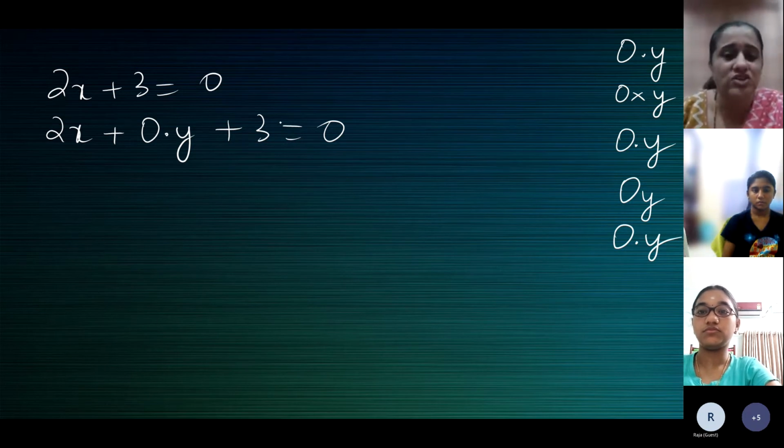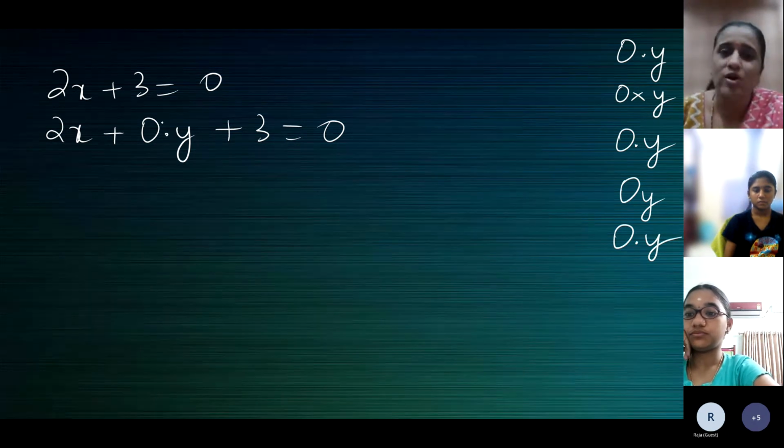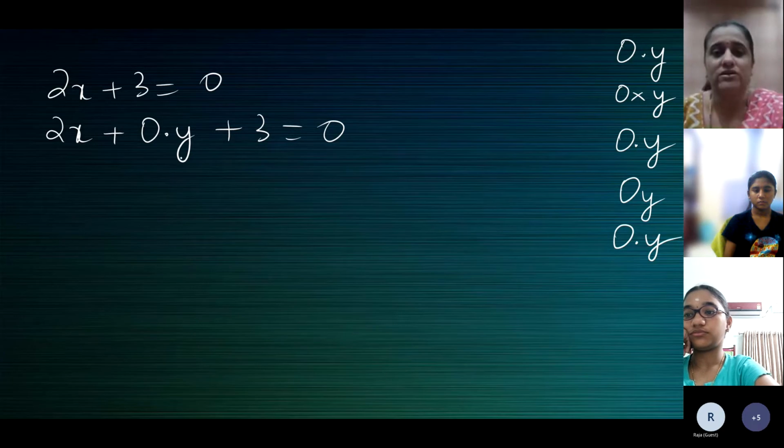So now this one, 2x plus 0y plus 3 is equal to 0. You have not changed the value of the given equation. It is still 2x plus 3 is equal to 0, because 0y is nothing but 0. So you have not changed the meaning of the given expression. There is 0y, but it's still 0. You have not altered the equation, but you can see the y variable there.